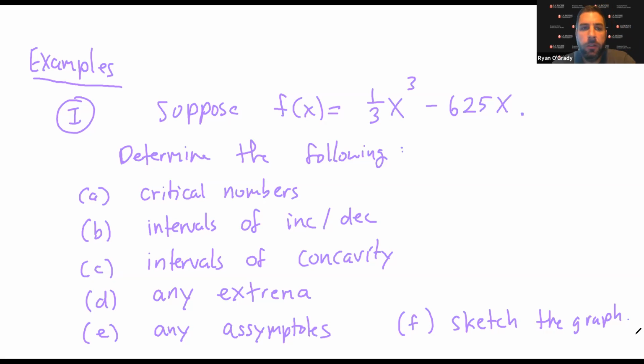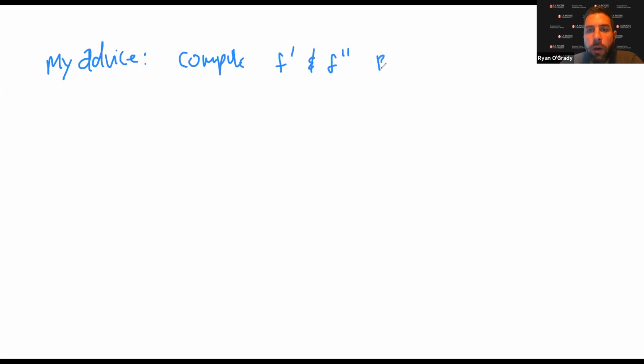All right, good. So let's go to the next page and let's do this. Here's my advice on how to do this kind of stuff. My advice is to compute f prime and f double prime before anything else, because we know those are the two players. Those are the guys that hold the information.